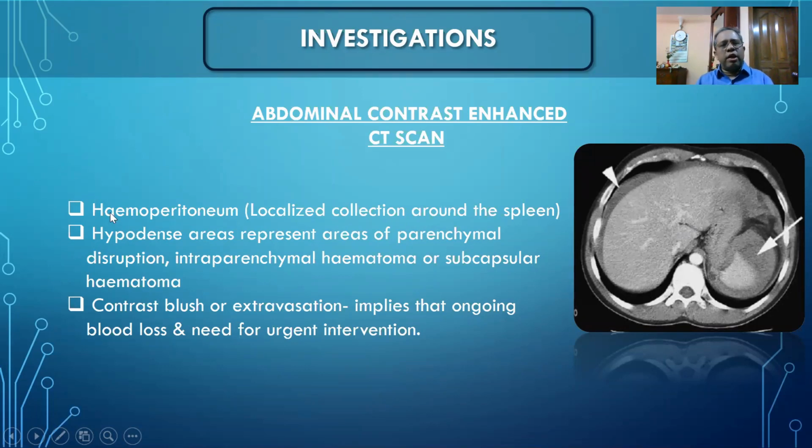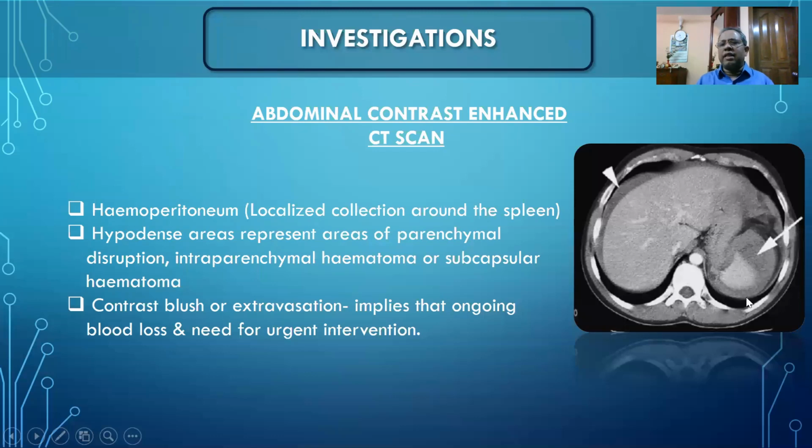So that is the hemoperitoneum, and you can evaluate the localized collection around the spleen. The hypodense area represents parenchymal disruption, for example if one third of the spleen is devascularized. Intraparenchymal hematoma or subcapsular hematoma can be evaluated. Contrast blush or extravasation implies ongoing blood loss and need for urgent intervention. If a big vessel is ruptured, the contrast is expelled out, very marked and prominent around it, and you can easily tell that the patient needs urgent intervention.